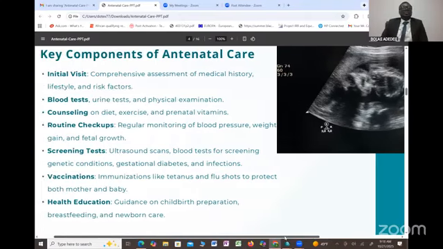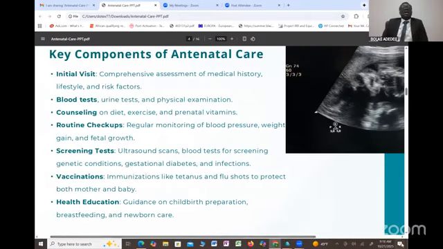Okay, thank you. So now these are the components of antenatal care. The components include when they come, that is the initial visit. We call it the booking visit as well. That is the first time we are seeing them. That is the interactive stage. We are getting to know them.